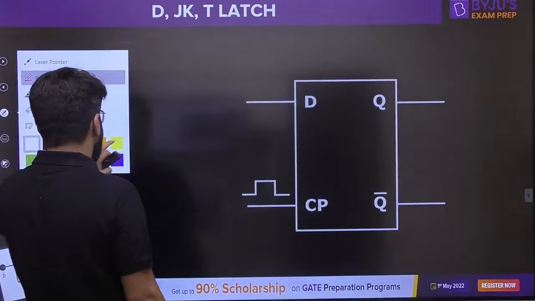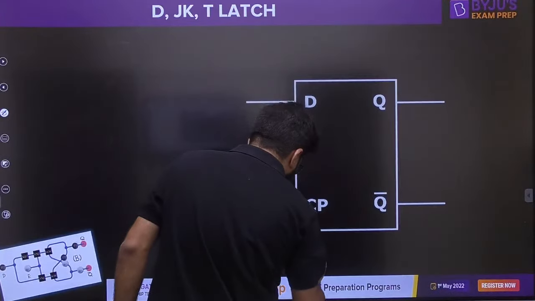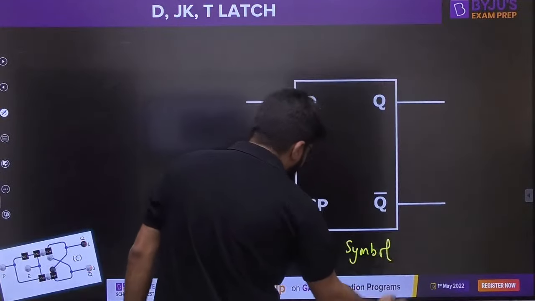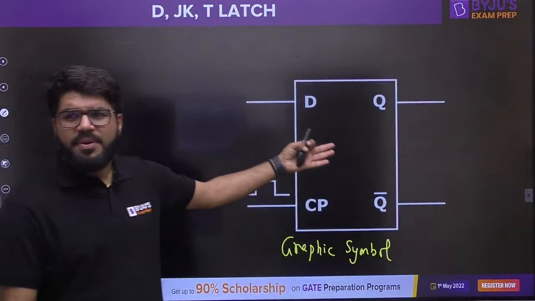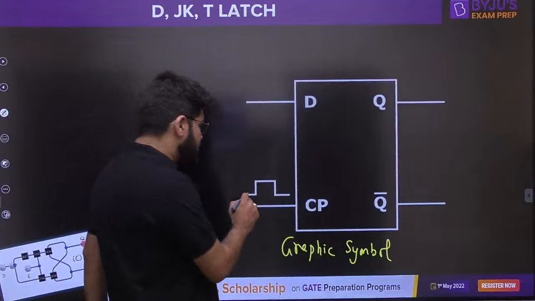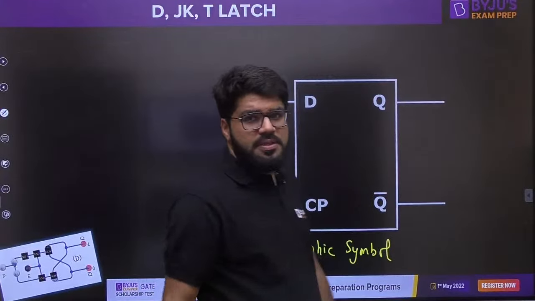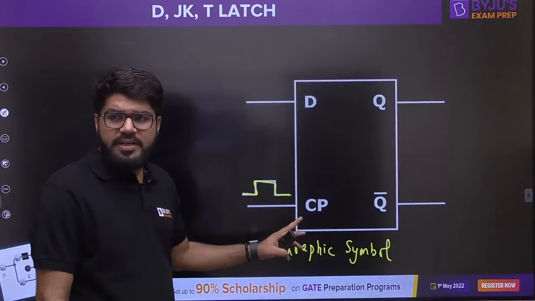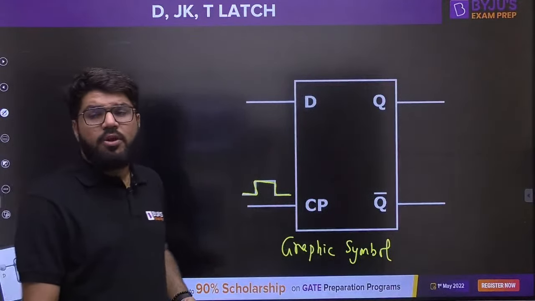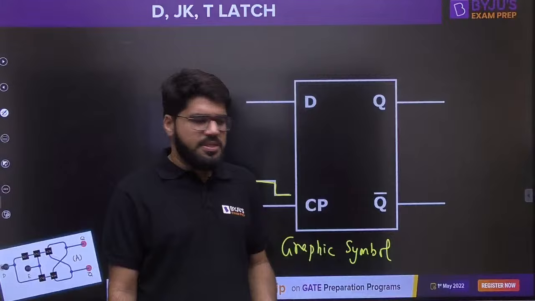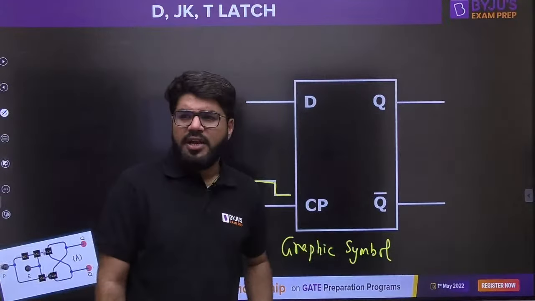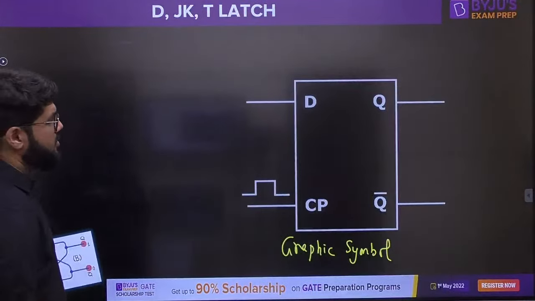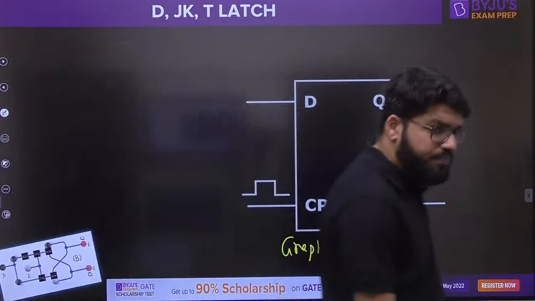Let me just mention, like yesterday I mentioned the graphic symbol for the SR latch. This is nothing but the graphic symbol of the D latch. This is the D input, just a representation. This is CP. Whenever you see this type of clock pulse, a square or rectangular waveform, understand that it is a level triggered device, because from tomorrow onwards we will also discuss edge triggered flip flops. The graphic symbol will be a little different for an edge triggered device. A small representation difference will be there, nothing much. This is Q and this is Q bar.